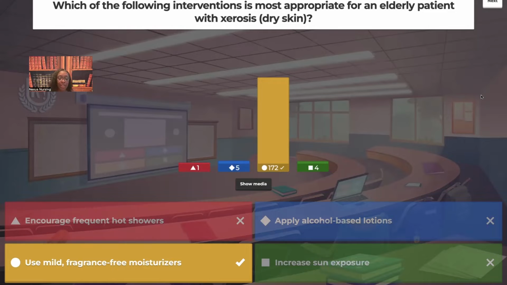And last, increase sun exposure. The older that you get, the more time that you spent in the sun, the more at risk you are for things such as skin cancer and such. So increasing sun exposure, absolutely not. And guess what? That's going to be drying to the skin as well. Why would we do that? So the correct answer is mild fragrance-free moisturizers.